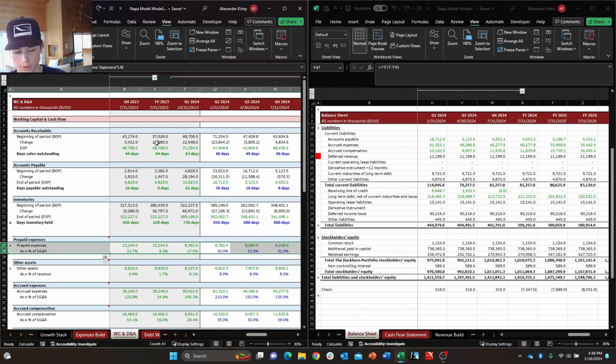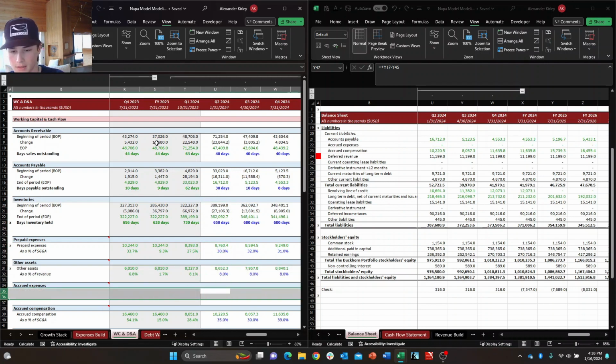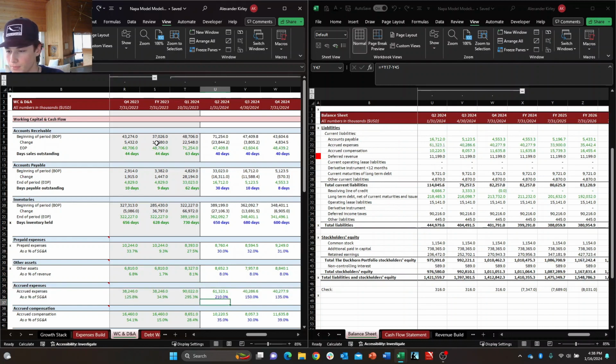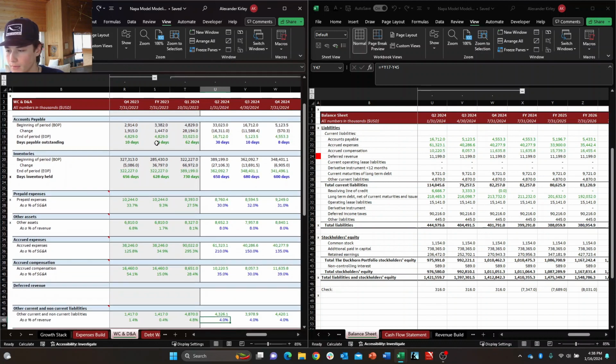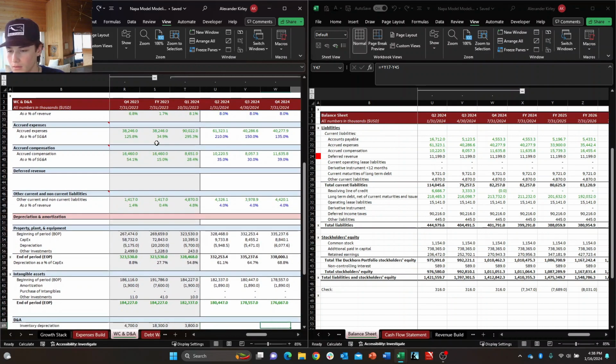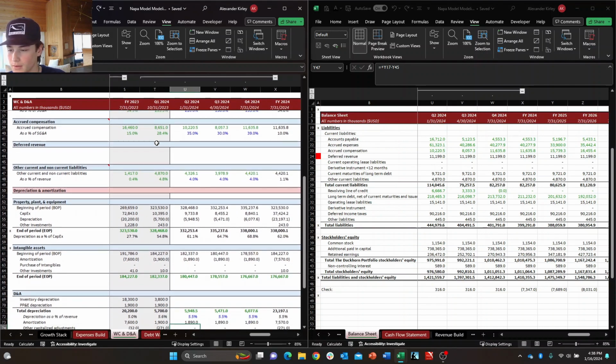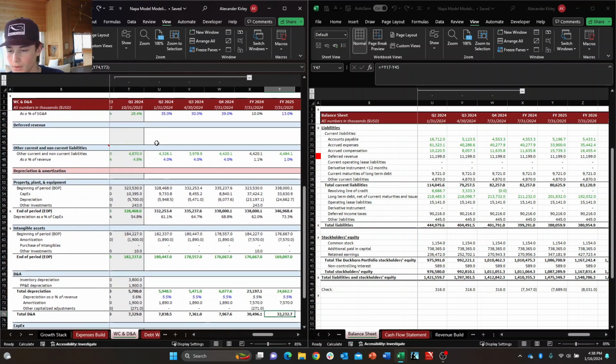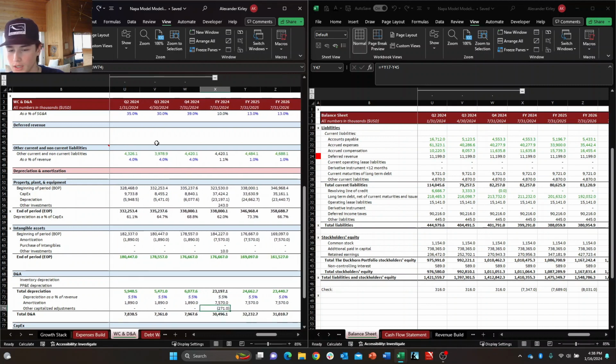Not inventories, prepaid expenses. It's a percentage, it doesn't have this rollover, therefore that's why nothing changed. Other assets. Nope. Accrued expenses. Nope. Accrued compensation doesn't change anything. Doesn't change anything. So at this point, we have to think about what is changing and causing this $7,000 difference here.